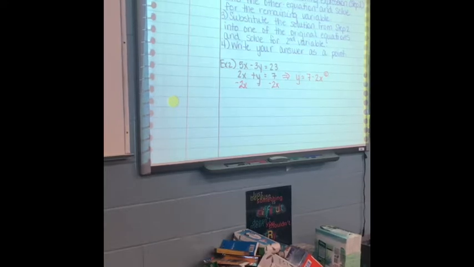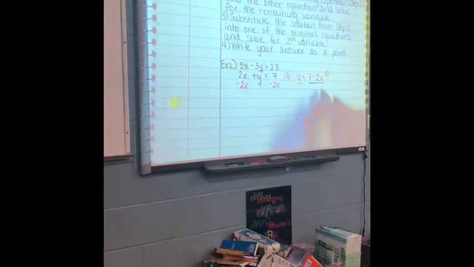Step number 2 goes on to say that you're going to substitute this expression, this one right here that represents y, into the other, not the same one. Plug it into the same line, it's going to tell me they're the same line, right? So I got to plug it into the other one to get a resulting x variable. So I've got 5x minus 3, but instead of y, I'm going to use 7 minus 2x equal to 23. And this is part of step 2 here.